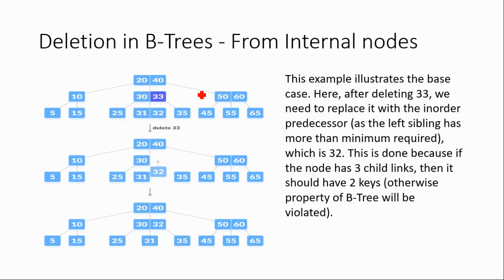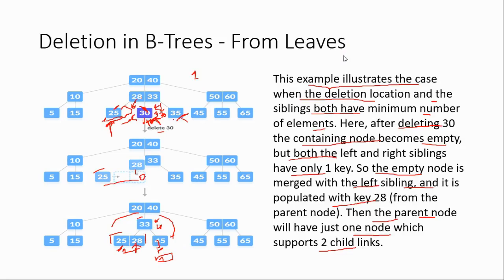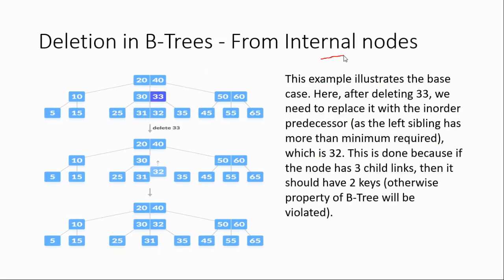So let's discuss deletion cases from the internal node. Once we have understood the deletion cases from the leaves, it will be a bit easier to understand how we delete elements from the internal nodes. Now there is only one case, that we have to replace that internal node's value with its predecessor or successor as required. So in this example, we want to delete 33. This is an internal node.